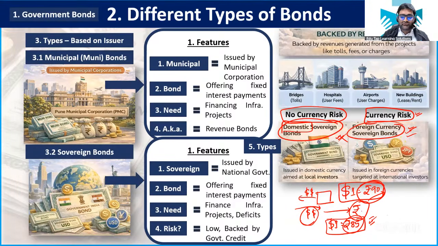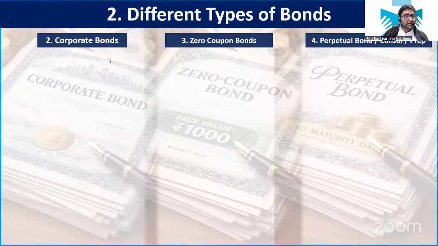Whilst for a foreign currency sovereign bond, who will buy a bond in India that is issued in dollars or any other currency, say Chinese currency? Mostly we do not. So it is directed towards the audience of investors who are outside India. So that is the reason for this differentiation. Now apart from this, we have other kinds of bonds.